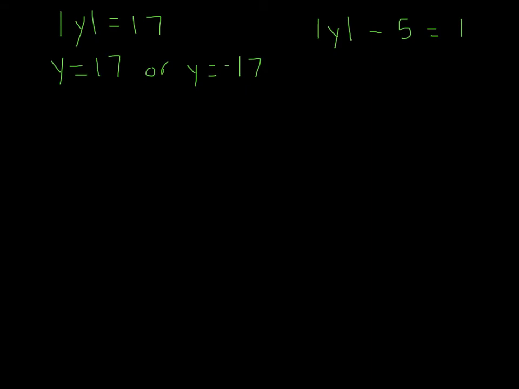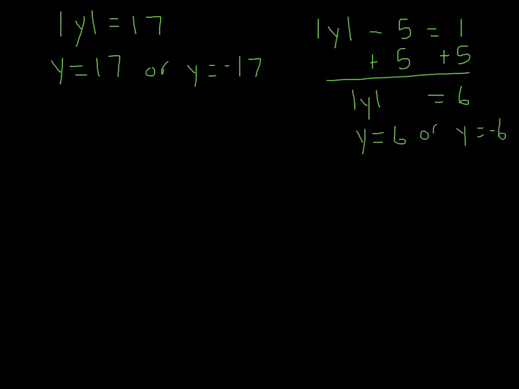Now the absolute value is not by itself, so we got to get rid of that minus 5, right? So we do the opposite. We do plus 5 to both sides. And we have the absolute value of y is equal to 6. So y can equal 6 or y can equal negative 6. Okay? Alright, so maybe I'll switch a page.